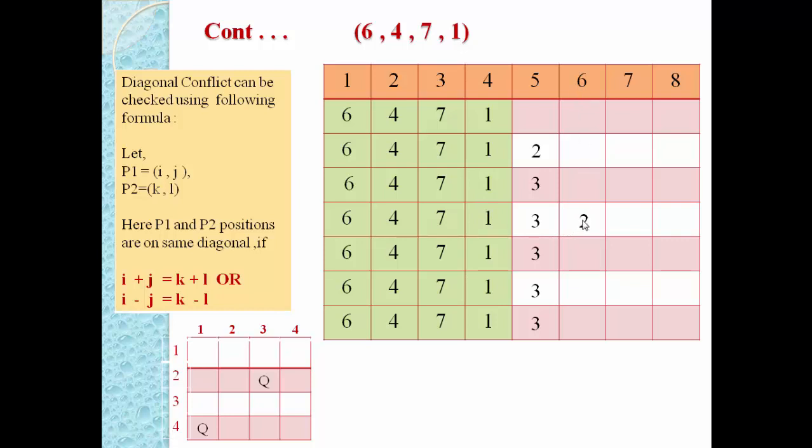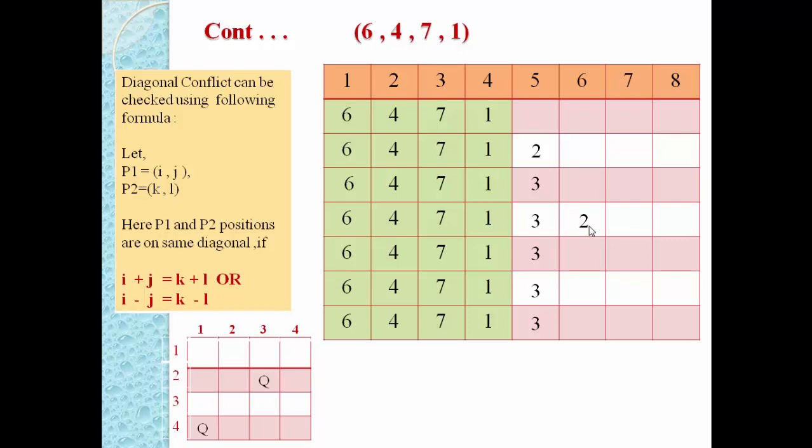6 plus 2 is equal to 8. So we need to check the addition of row and column of any queen. 6 plus 1 is equal to 7. 4 plus 2, 6. 7 plus 3, 10. 1 plus 4, 5. 3 plus 5 is equal to 8. And here 6 plus 2 is equal to 8. So the 5th queen and 6th queen will be on the same diagonal. So we cannot place our 6th queen on 6th row, 2nd column.